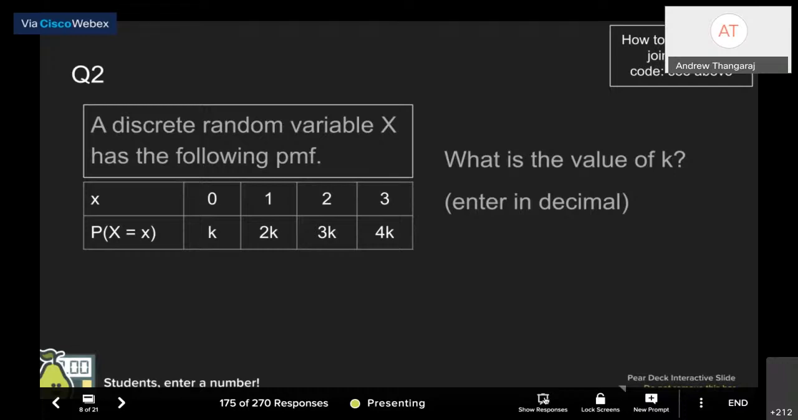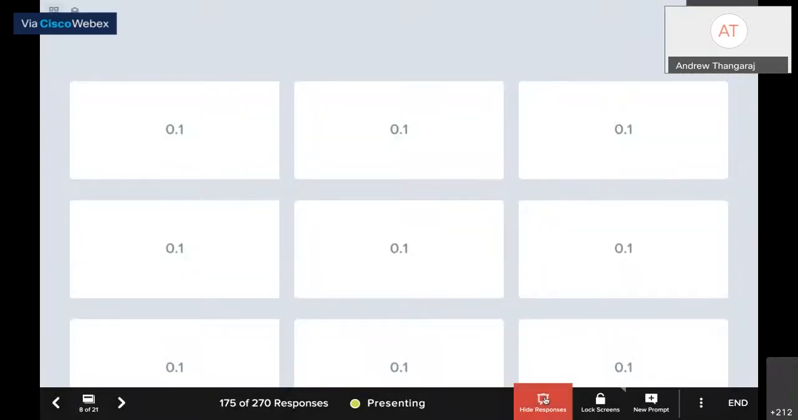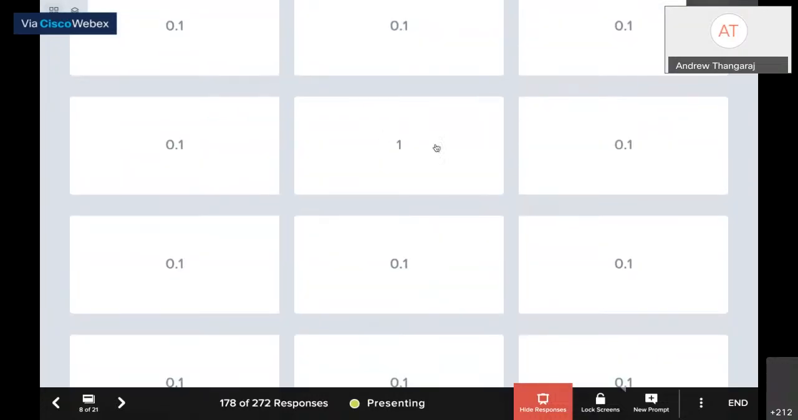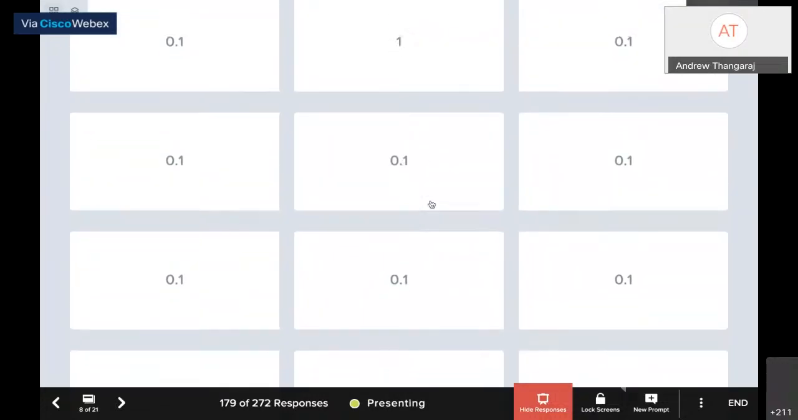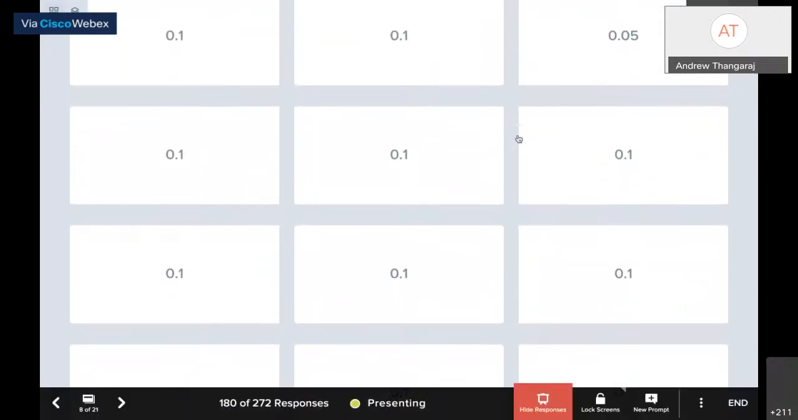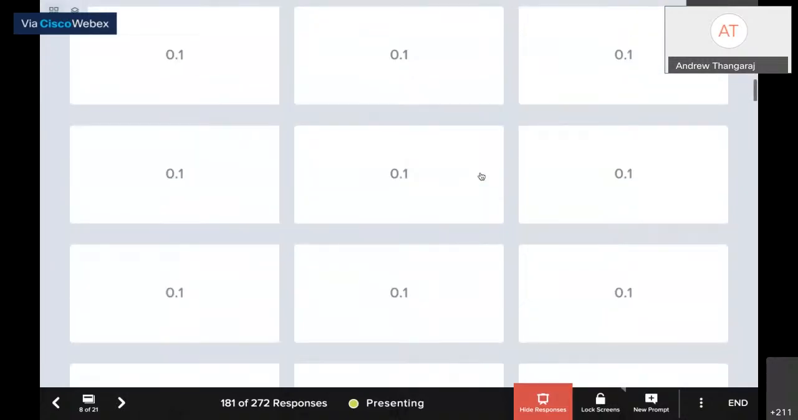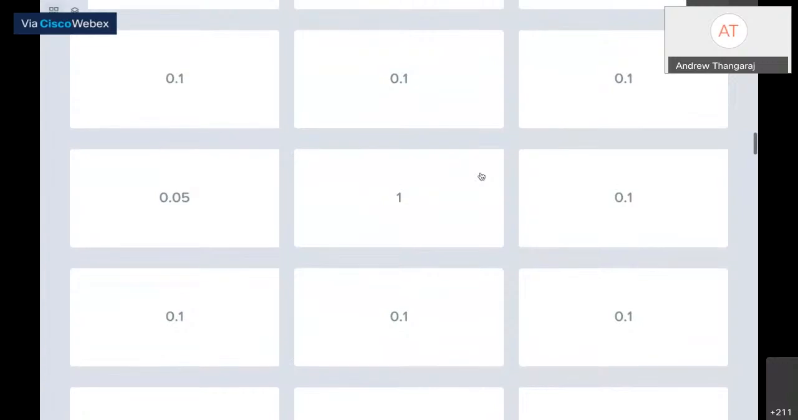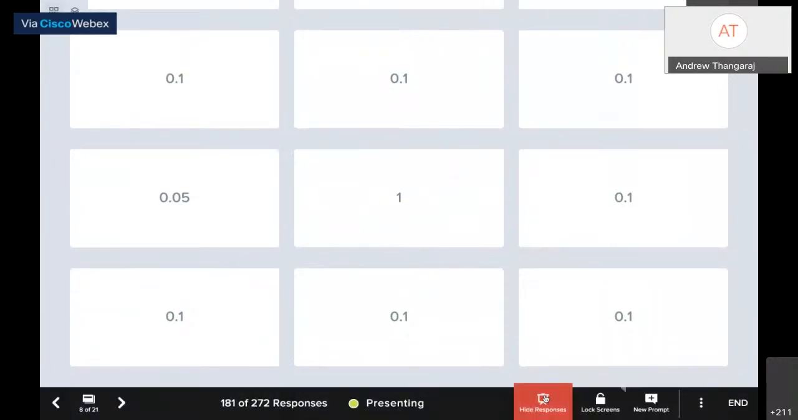Okay, so I think this is a relatively easy question. Once you know it, it's easy to write down. You can see 0.1 sort of dominates. Oh, there's someone who's got the answer as 1. I don't know how they got that. So let's discuss that. Somebody's got 0.05. Okay, 0.1 sort of dominates, and you can see some people have got 0.05. I don't know how they got that.